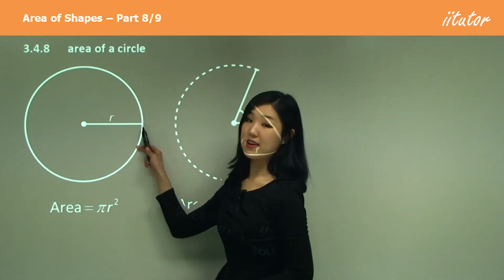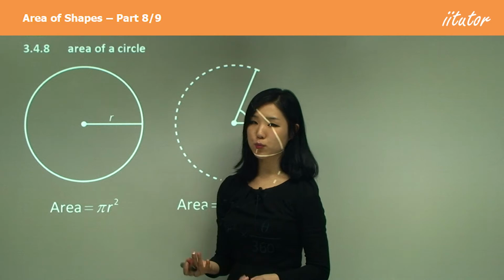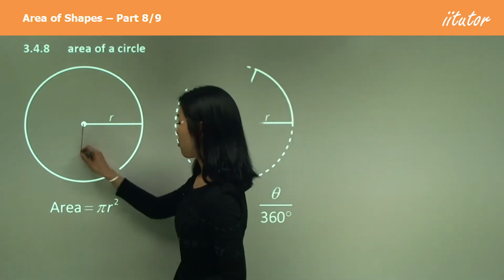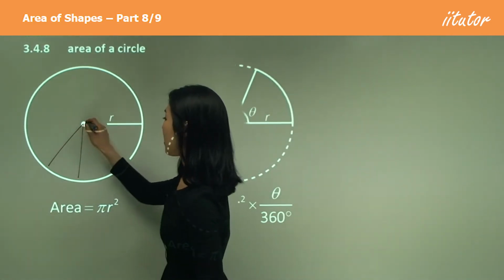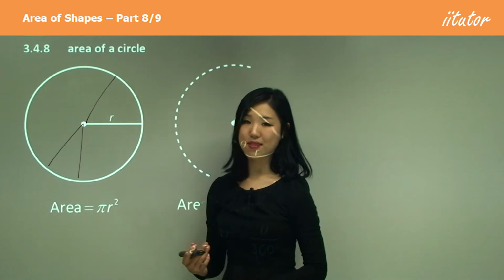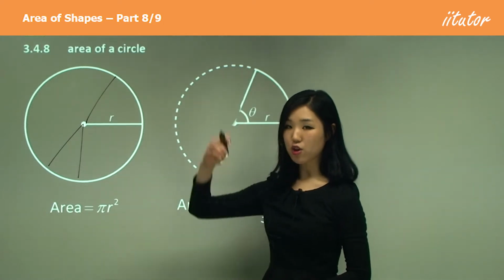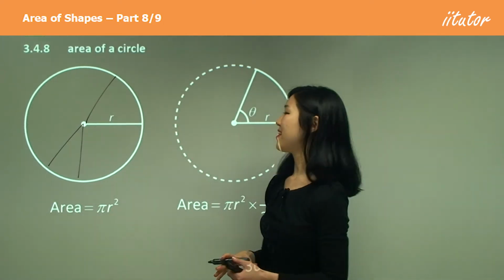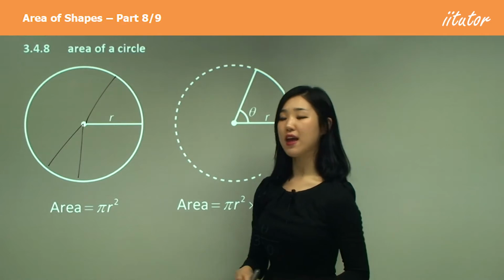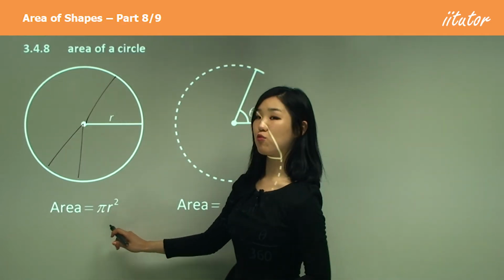So that's the radius. Remember, guys, we can draw multiple radiuses. That's also a radius, that's a radius, that's the radius. They all have the same length, okay? As long as it's from the center to the outside of the circle, that's the radius. The area is given as pi times radius squared.